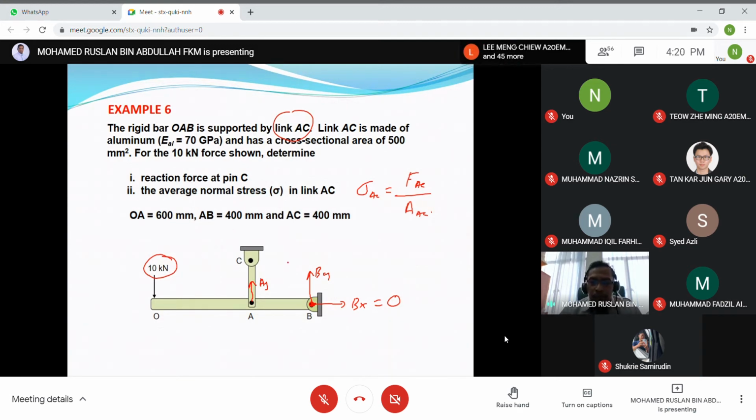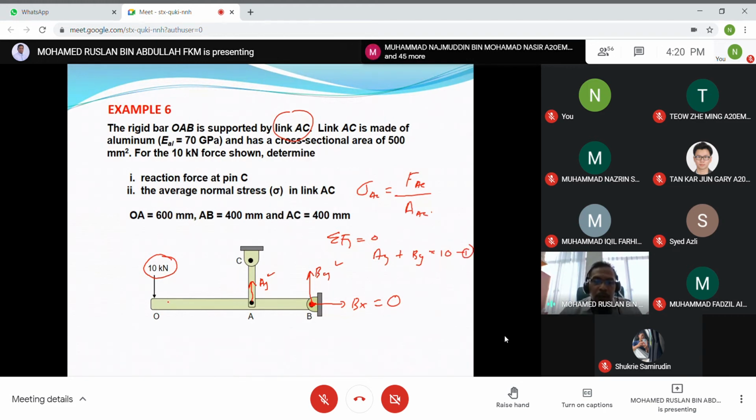So if Bx equal to 0, from this free body diagram we have two unknowns, Ay and also By. So from total Fy equal to 0, we have Ay plus By minus 10 equal to 0, or equal to 10. This is the first equation we have. And the second equation is based on the moment.